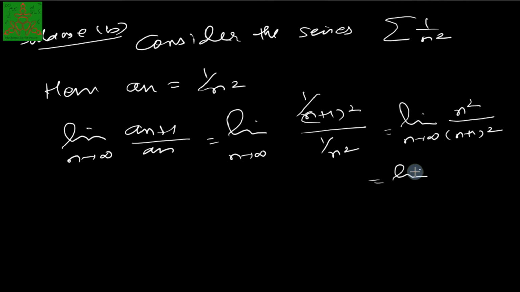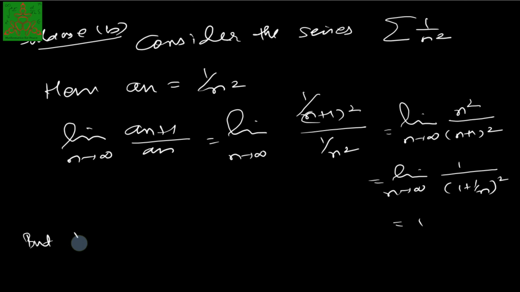That we can write down as the limit as n tends to infinity. If I divide by n square in the numerator and the denominator, we will have 1 upon 1 plus 1 by n whole square, and that will be 1 since 1 upon n tends to 0. But this summation of 1 upon n square is convergent due to the p series test. Here the value of p is equal to 2.